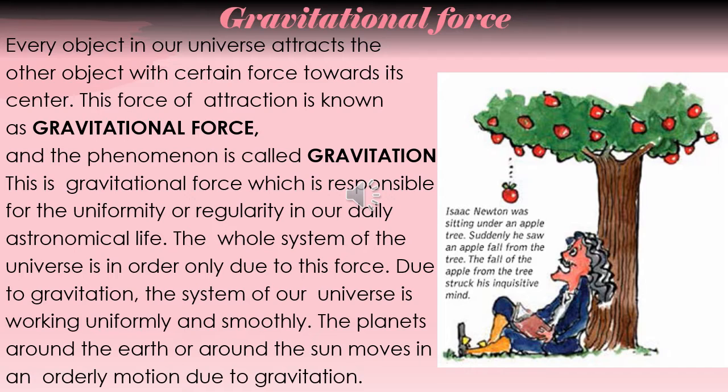Gravitational force. Every object in our universe attracts the other object with a certain force towards its center. This force of attraction is known as gravitational force, and the phenomenon is called gravitation. This force is responsible for the uniformity or regularity in our daily astronomical life. The whole system of the universe is in order only due to this force. Due to gravitation, the system of our universe is working uniformly and smoothly. The planets around the Earth or around the Sun move in an orderly motion due to gravitation.